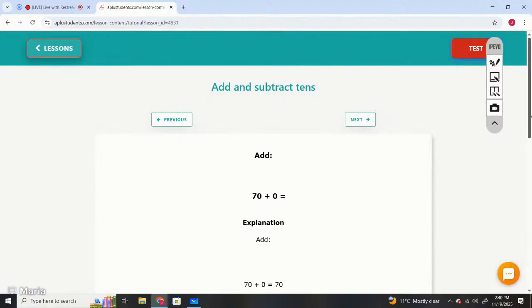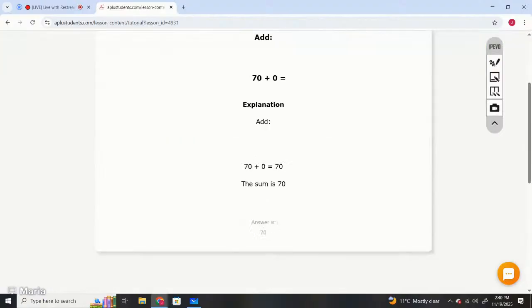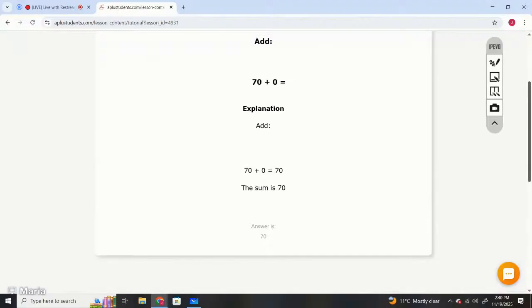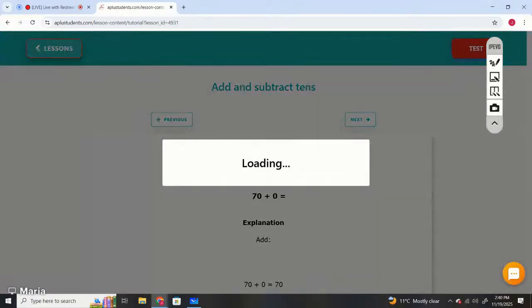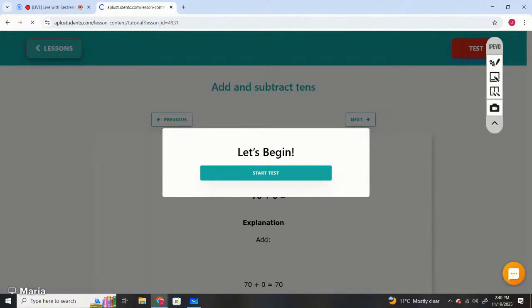70 plus 0 is 70. Adding 0 to any number means the number stays the same. So the sum is 70. Let's just start with the test question. So adding 0 means whatever number it is, the number stays the same, right?